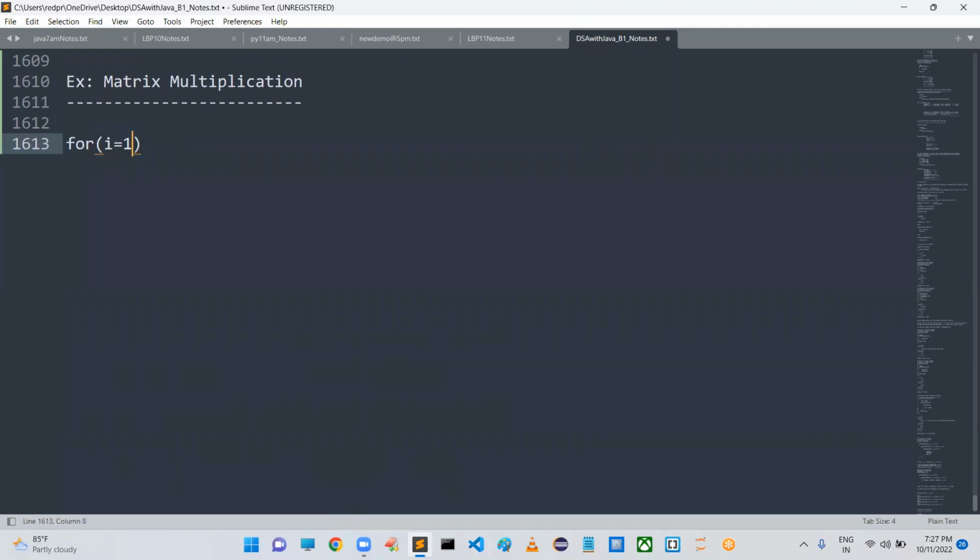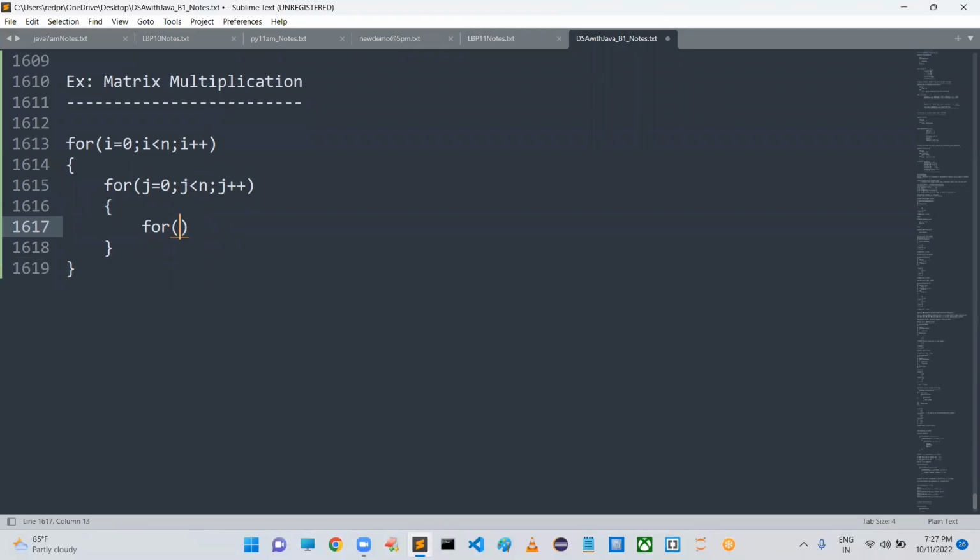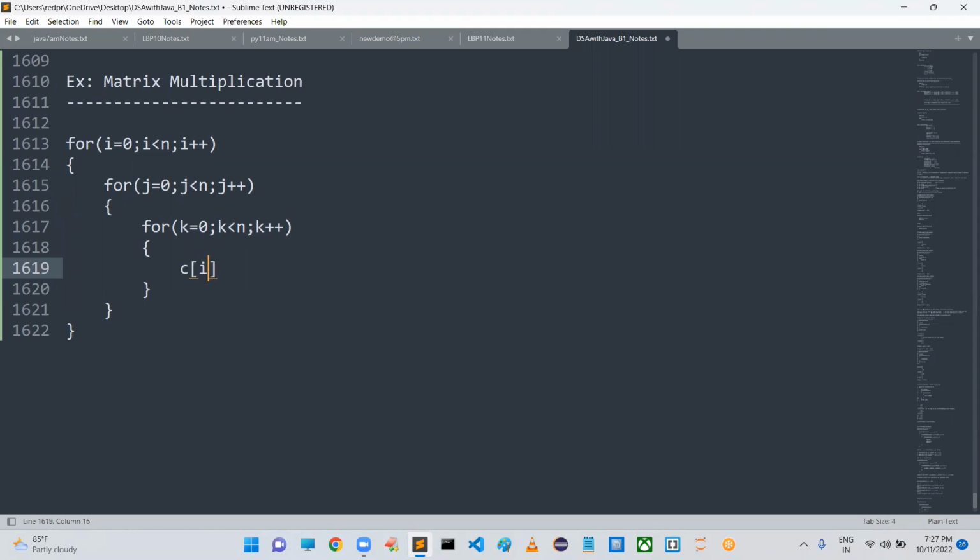Okay. I am explaining matrix multiplication. Listen carefully. This is the code for matrix multiplication. i is equal to 0, i less than n, i plus plus. Then j is equal to 0, j less than n, j plus plus. And again here we have to take one more loop: k is equal to 0, k less than n, k plus plus. Here we have to calculate C of ij is equal to C of ij plus A of ik into B of kj.